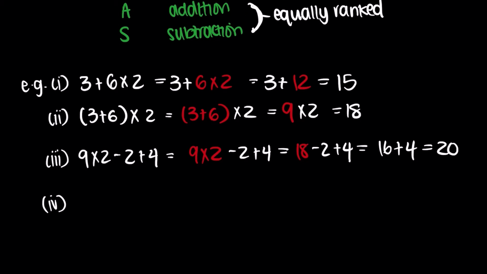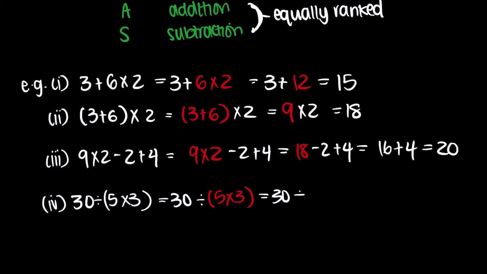Next example. 30 divided by open brackets 5 multiplied by 3. Brackets first. 5 multiplied by 3 is equal to 15. So it's 30 divided by 15, which is equal to 2.